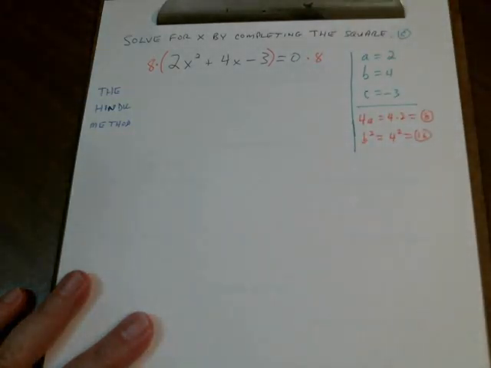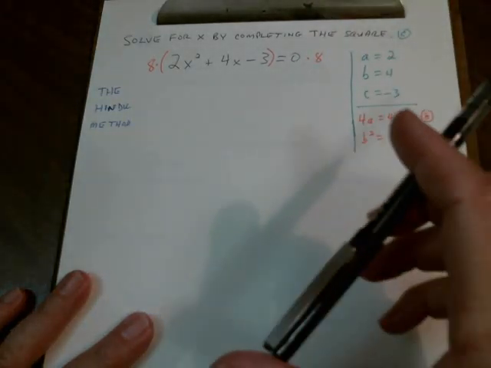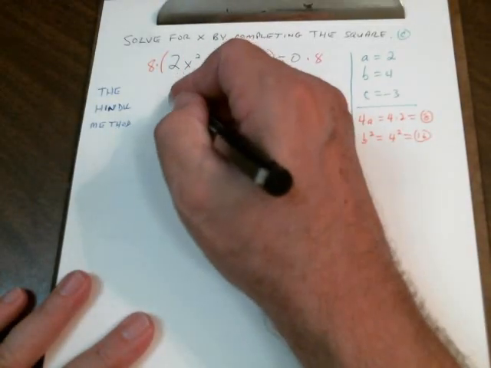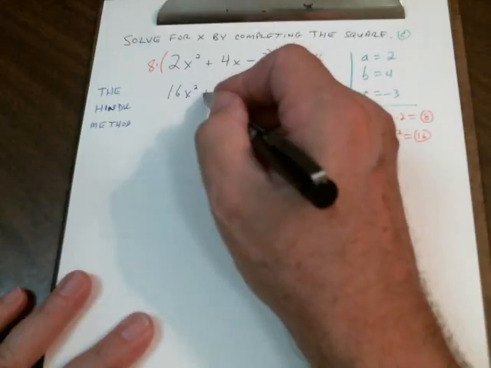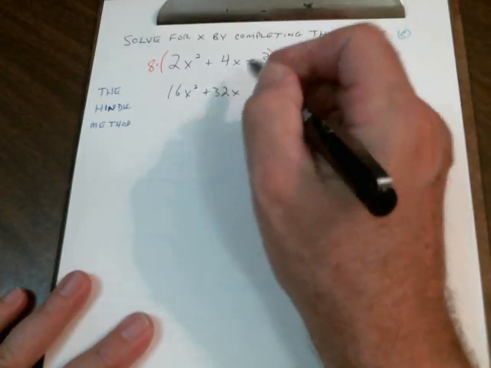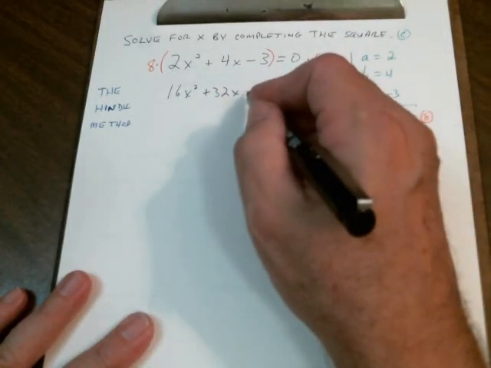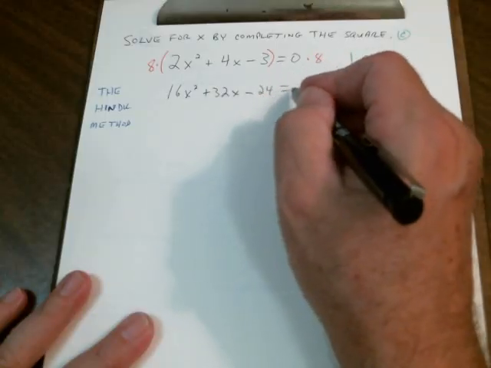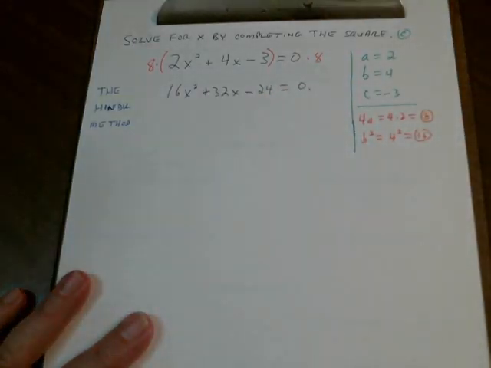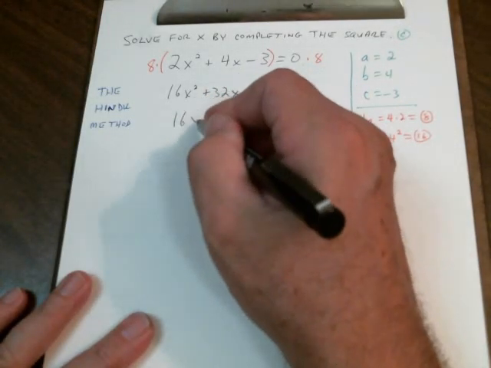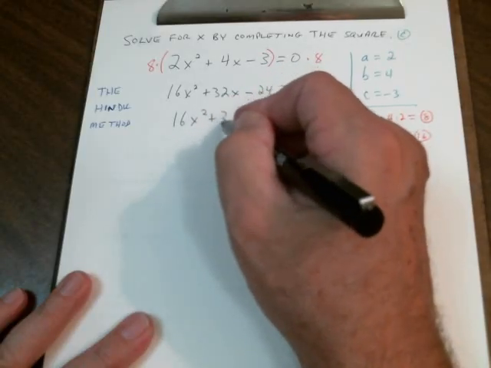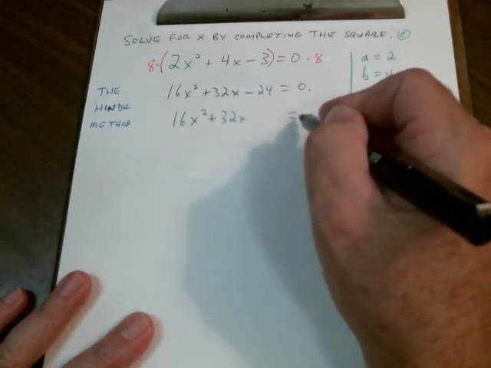Okay. Distribute the 8. You have 8 times 2 over here, which is 16x squared. We have 8 times 4, which is 32. And we have 8 times -3, which is -24. And the right side, of course, equals 0. How about we bring over that 24 to the right side? We have 16x squared plus 32x equals 24.